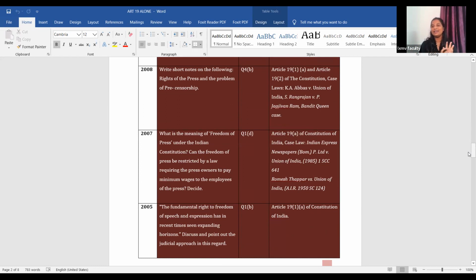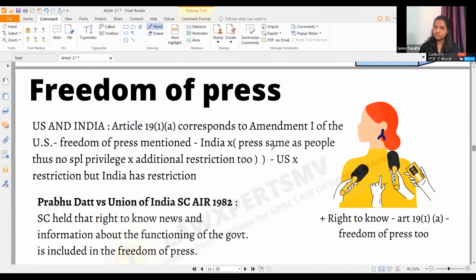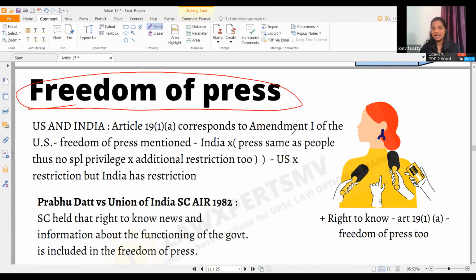So here, Article 19 clause 1 clause A is very important. That is freedom of speech. When you talk about freedom of speech and expression, in that there is a particular area called freedom of press that has been repeatedly asked till now. So now freedom of press is most important. Whether there is a specific provision for freedom of press in the Constitution? No. If you see the US Constitution, there is a specific mention about freedom of press in the First Amendment.